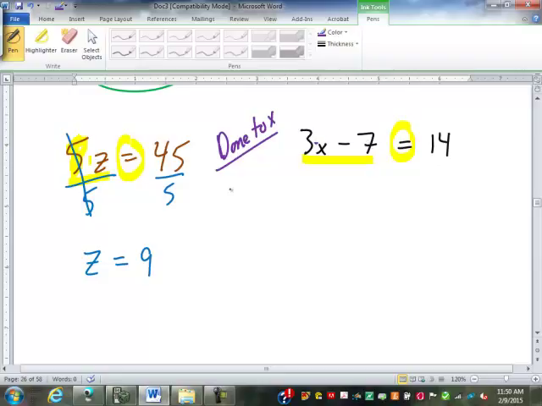Order of operations tells us that we multiply before we subtract. So when this equation was built, x was multiplied by 3. Then the 7 was subtracted from it.